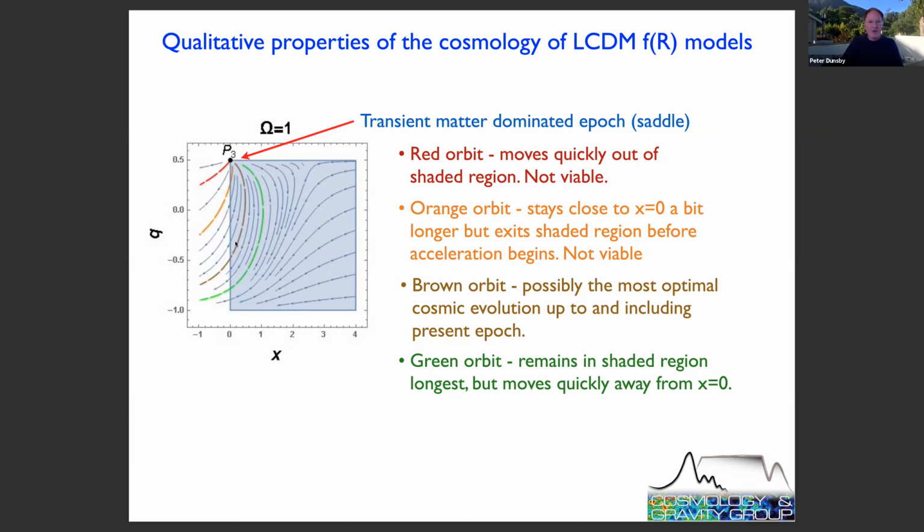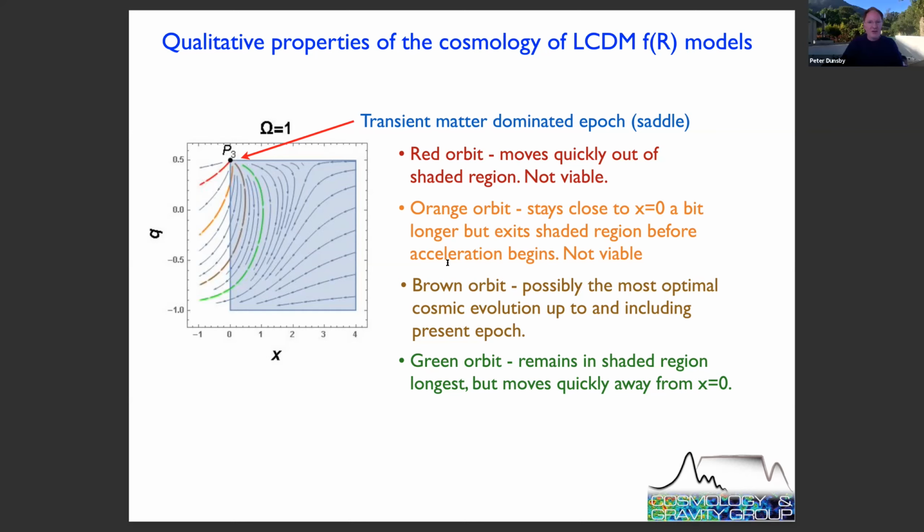They will have growth rates which are not too different from the standard lambda CDM growth rate, and they will exit the blue regime during a period where the universe is already accelerating. So those are fairly viable solutions, but still different from your standard lambda CDM growth rate.